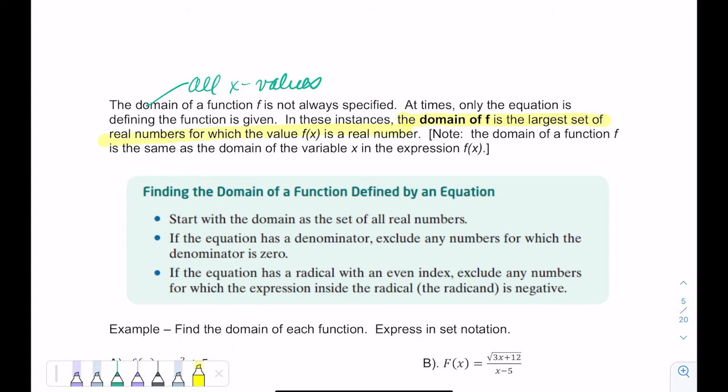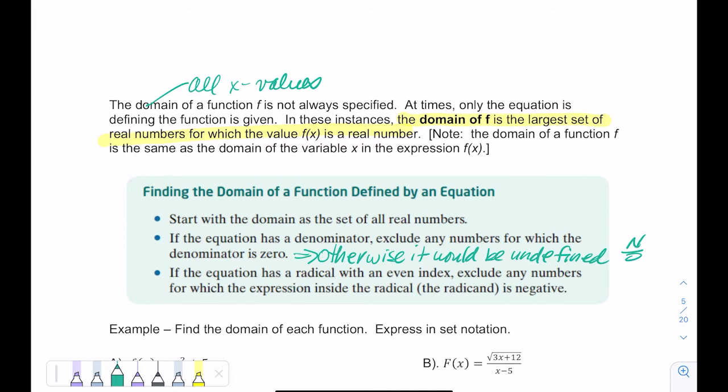So what I need to do, and I gave you some pointers here, is start out with the domain as the set of real numbers. Okay, and real numbers, remember, are not imaginary numbers. If the equation has a denominator, you want to exclude any numbers for which the denominator is 0. Because remember, otherwise it would be undefined. Remember, no zeros in the denominator.